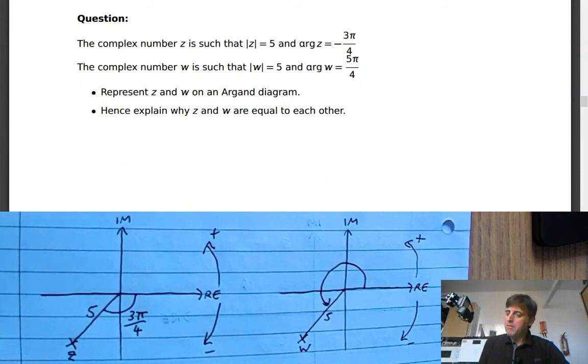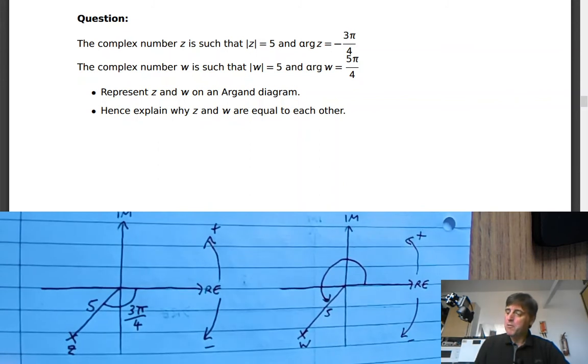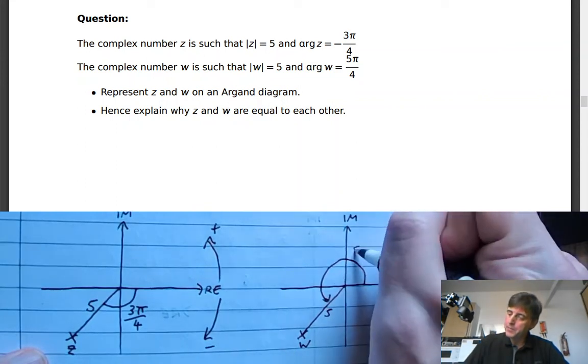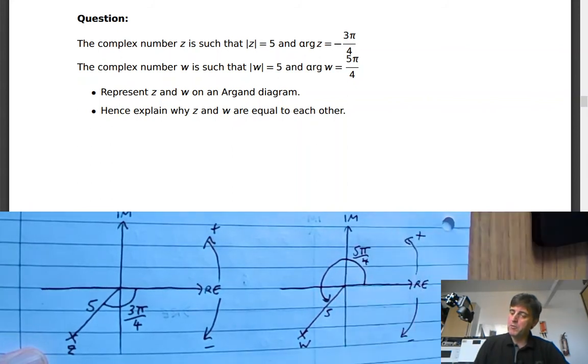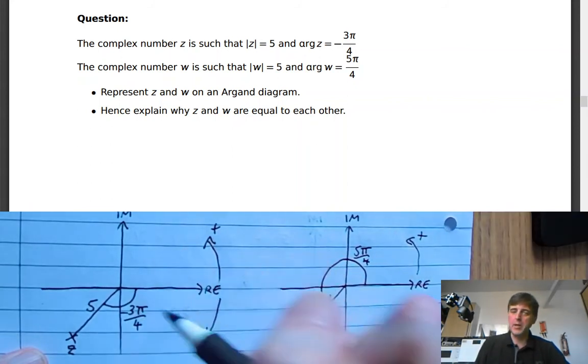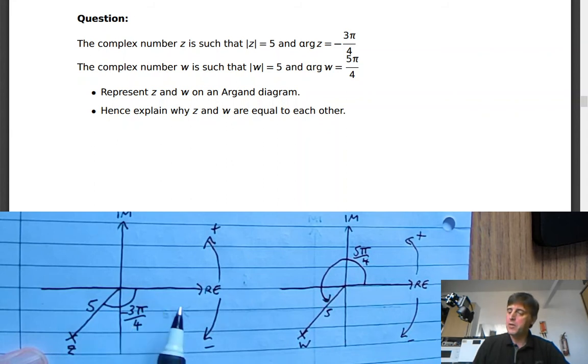So can you see now why these numbers are actually equal to each other? Because look, they're in exactly the same place on the Argand diagram here. And in fact, we ended up with that because these two angles here, the -3/4, I'll write the minus in there just to re-emphasize the point that we're going round in this clockwise direction here. It's basically taking us to exactly the same angle as if we'd gone positive by 5/4 pi. So we end up with two different arguments for the same complex number here.